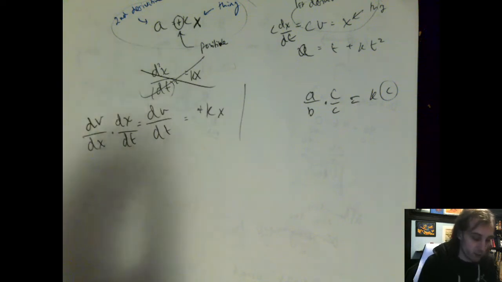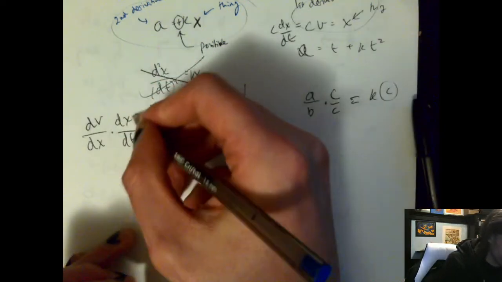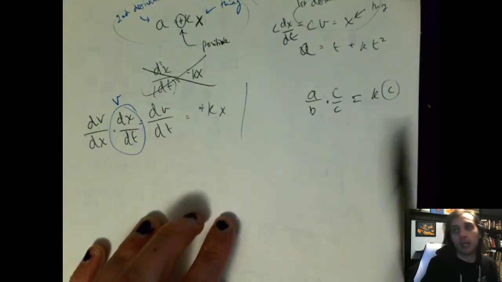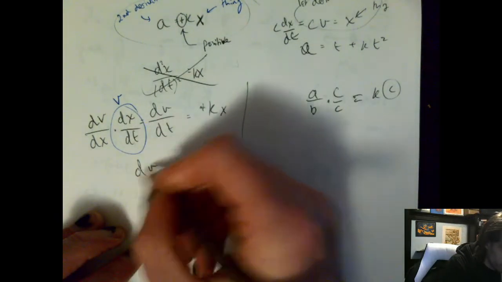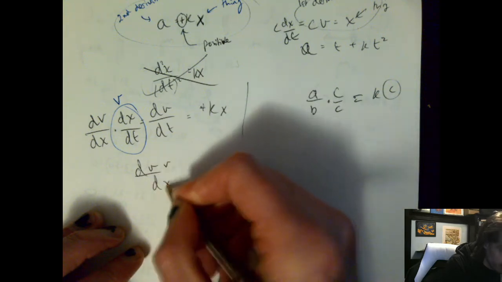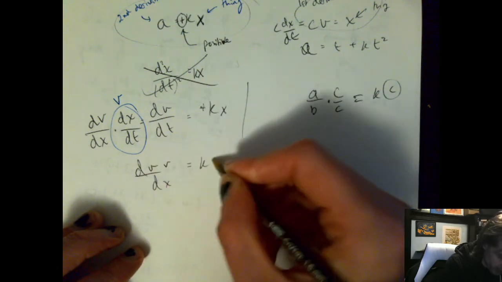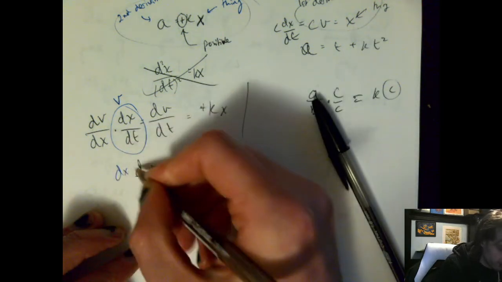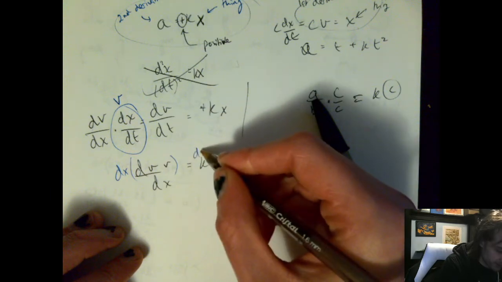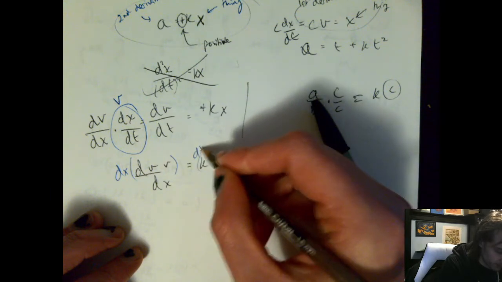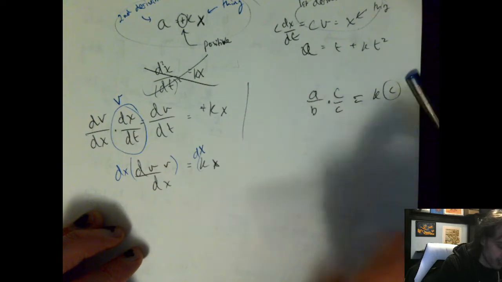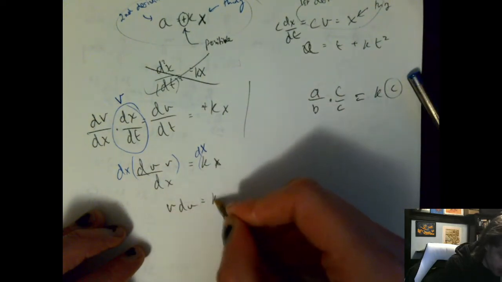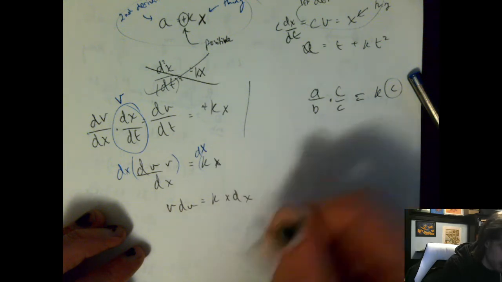The reason this is particularly useful is that's velocity. Once we've done this, we get the derivative of velocity times the velocity divided by the derivative of x equals kx. This is particularly good because we can multiply each side by dx, and what we wind up with is v dv equals kx dx.